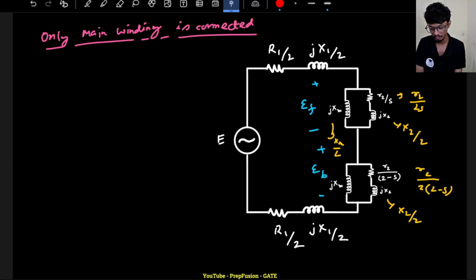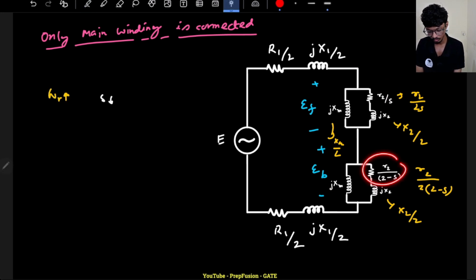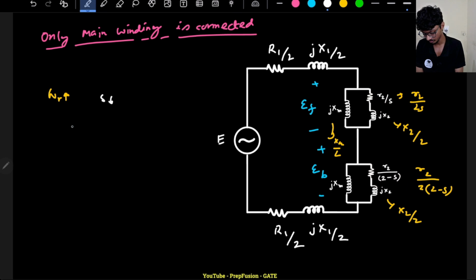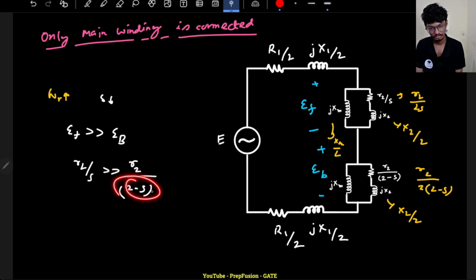Now one more thing, if you observe here, if my NR is increasing, that means my slip is reducing. If slip is reducing, this value will be much lower than this value. So most of the drop will occur across the EF. So EF will be much greater than EB, because R2 by S will be much greater than R2 divided by 2 minus S, because this is almost equal to 1. So I hope it is clear why that is the case.